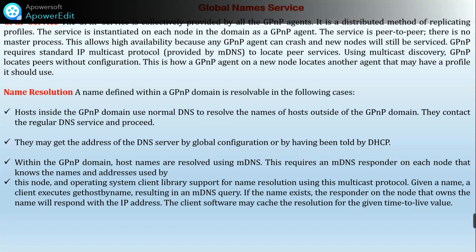Within the GPnP domain, host names are resolved by using mDNS. This occurs through an mDNS responder on each node that knows the names and addresses used by this node, and operating system clients support name resolution using the multicast protocol. Given a name, a client executing gethostbyname results in an mDNS query. If the name exists, the responder on the node that owns the name will respond with IP addresses. The client software may cache the resolution for the given time to live value.